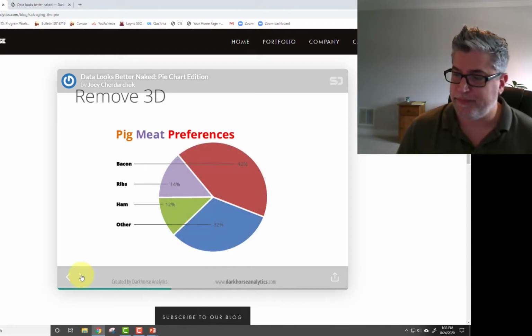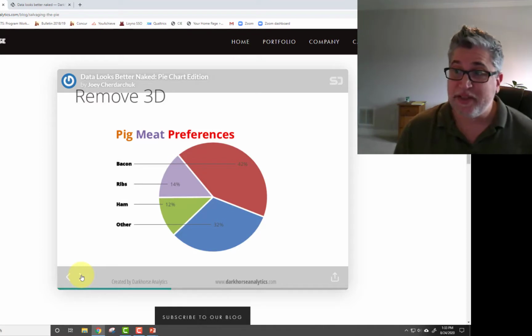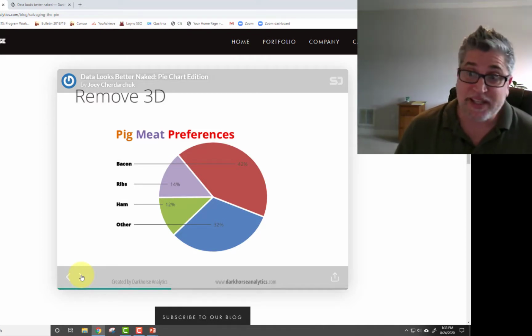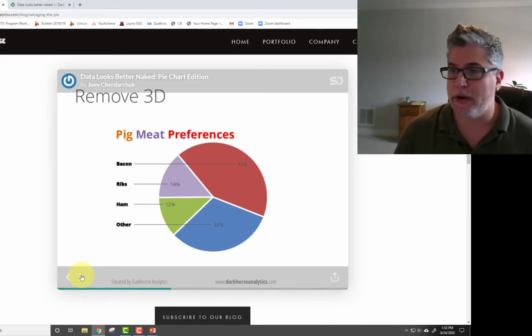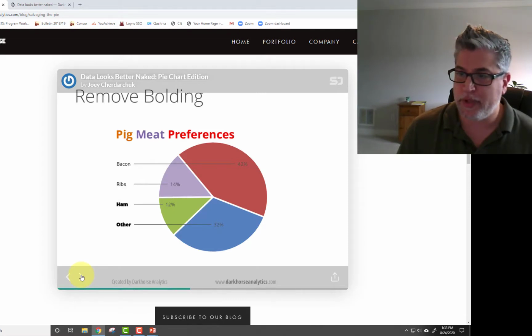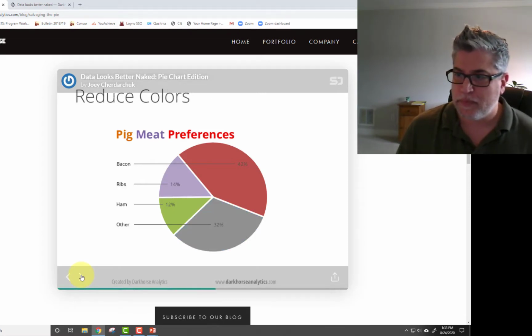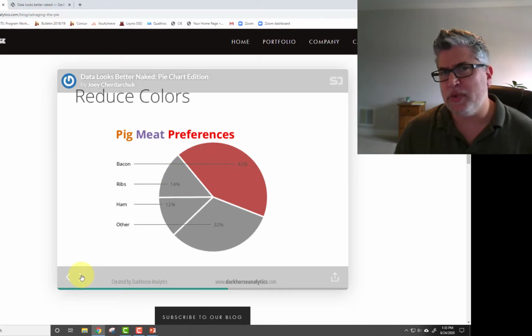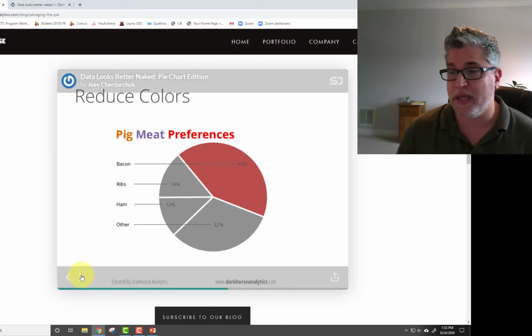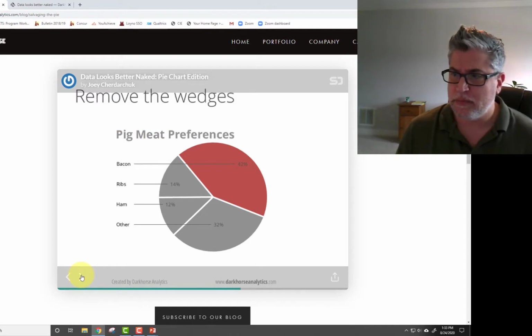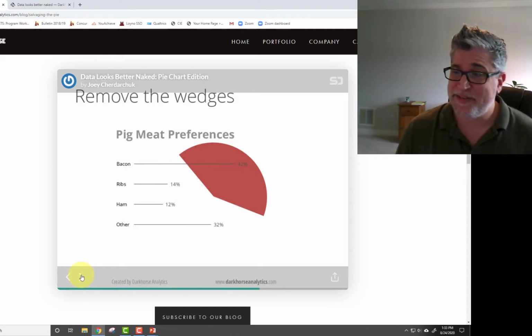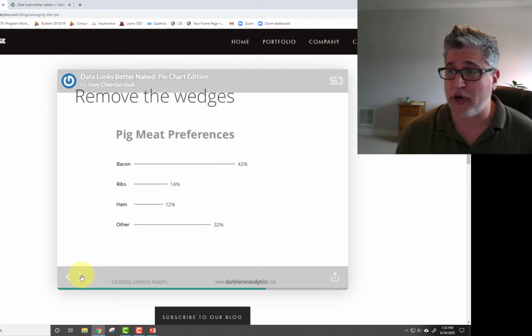So we rotate. Okay, now we've got something that looks a little bit more professional, and it's at least not misleading. We can do better. Get rid of the bolding. Again, if all we want to do is focus our reader's attention on bacon, then have that be the only one with a color. Right? We can, in fact, not do a pie chart.